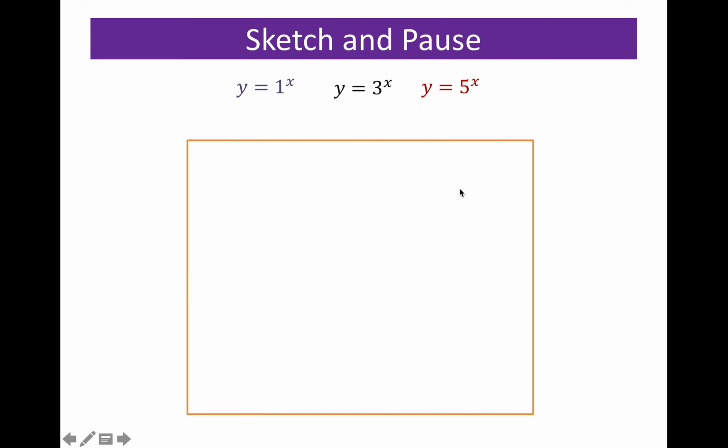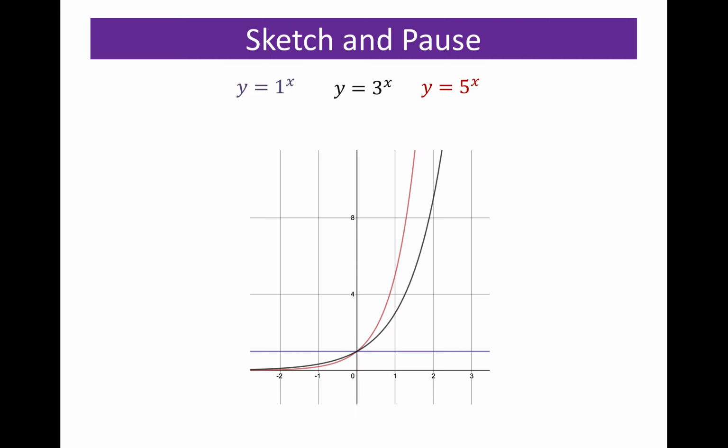What happens when we look at y equals 1 to the x, y equals 3 to the x, and y equals 5 to the x? So this time I'd like to sketch, so quickly draw down what you think it will look like. Be really quick, don't overthink it, don't use graphic calculators, don't use Desmos. Pause.